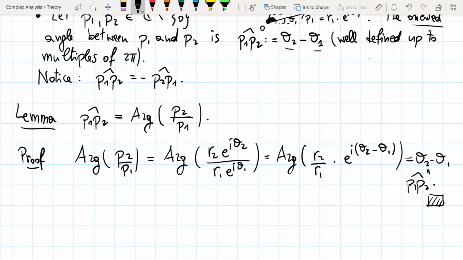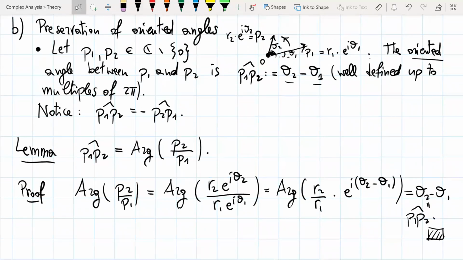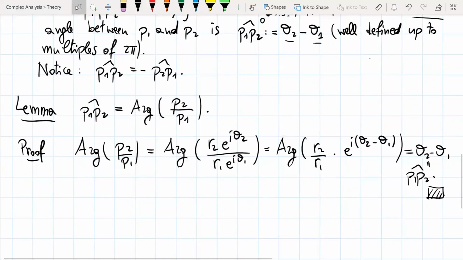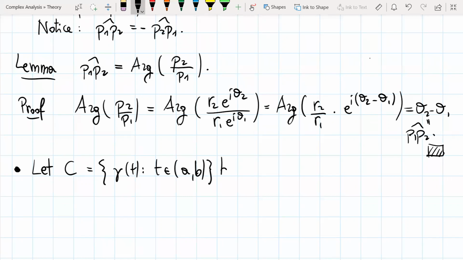So now we understand what is the angle between vectors. Now we want to define the angle between curves. So to do this, let me consider the following situation. So we take C, a curve. So let C be a curve, which I assume now to be regular. Let me explain what it means regular. So this is a regular curve.